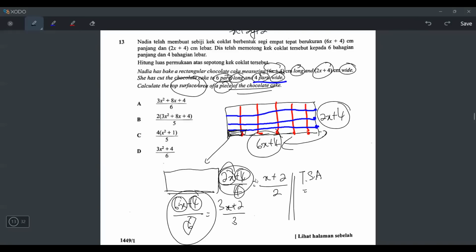I mean the top surface area. So what you do is you take the length times the width, then you get the area of this small piece already. So 3x plus 2 over 3 times with x plus 2 over 2. Remember, atas darab atas, bawah darab bawah. Bawah darab bawah is 6, atas darab atas is it will be 3x plus 2 times x plus 2.